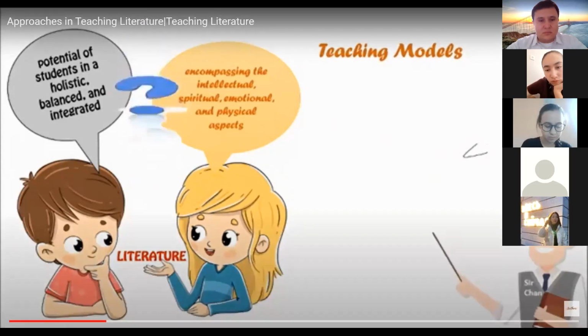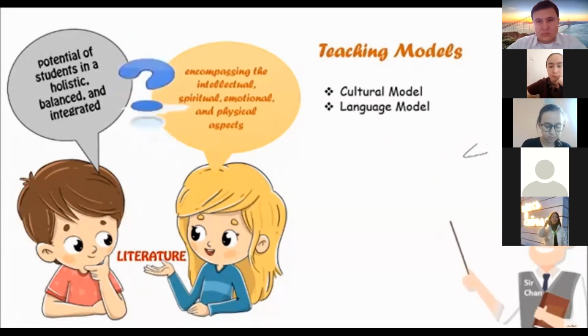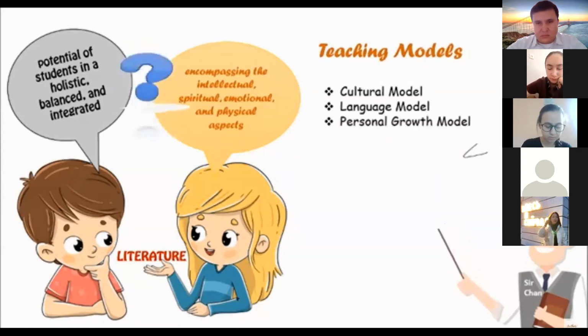Carter and Long, 1991, stated that there are 3 models in the teaching of literature. 1. The cultural model, which views literature as teacher-centered and a source of facts, where the teacher delegates knowledge and information to students. 2. The language model, which allows the teacher to employ strategies used in language teaching to deconstruct literary texts in order to serve specific linguistic goals. And 3. The personal growth model, where the focus is on a particular use of language in a text and in a specific cultural context.